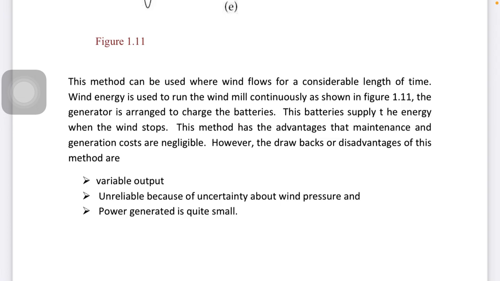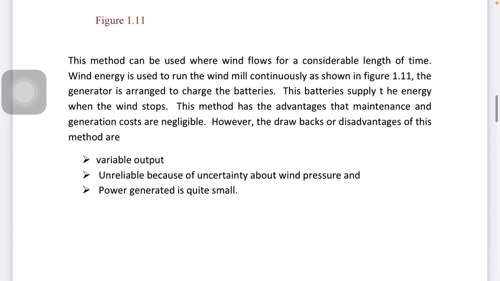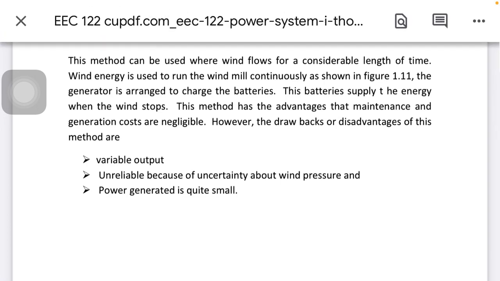The generator is arranged to charge batteries. The batteries in turn will be used to power some loads when the wind stops. The method has the advantage that maintenance and generation costs are negligible. The moment you install it and you have wind to blow it, you don't need so much to maintain it.